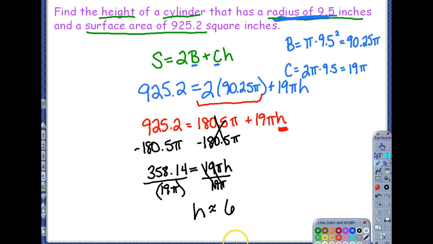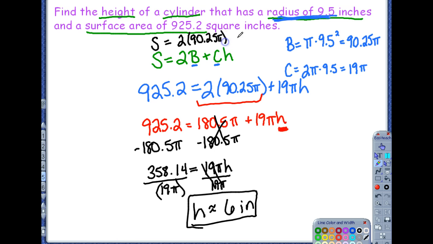And that's to several decimal places. So 6 inches. And because height is just a linear unit, it makes sense that we should have just inches, not inches squared, because we're not finding surface area in this question. Now, something like this one, you could check by putting it back into your surface area formula and see if that 6 inches actually gets you the surface area of 925.2.